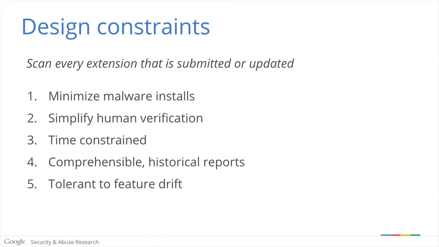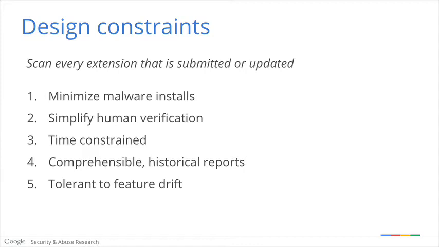Another important constraint is time. We had to negotiate an SLA with the web store. We had to find a balance between allowing developers to update extensions and push them out to users in a timely manner, while still allowing us time for our automated systems to find and analyze bad behavior.